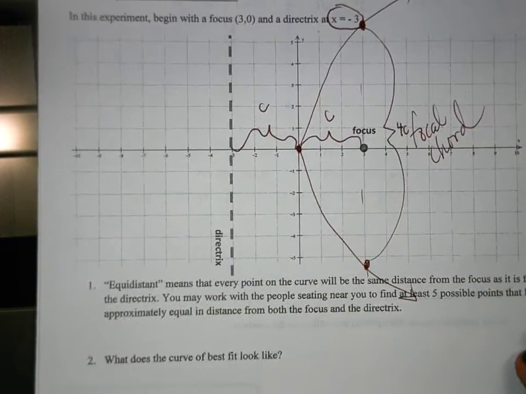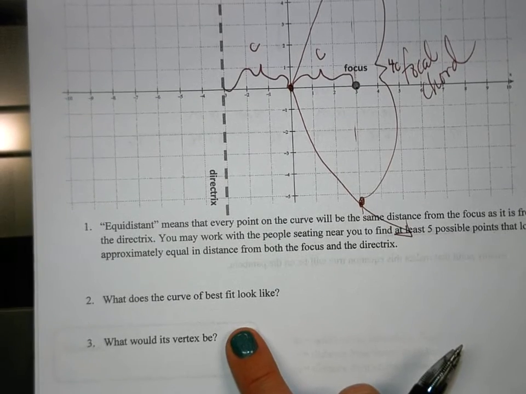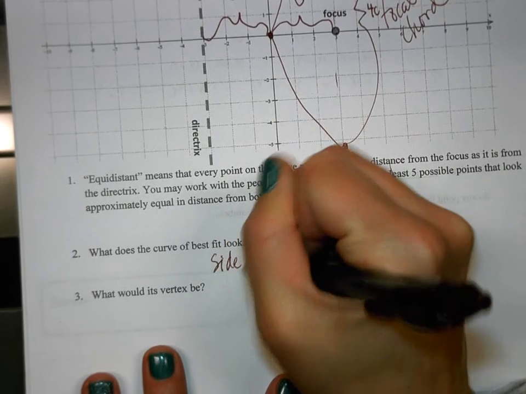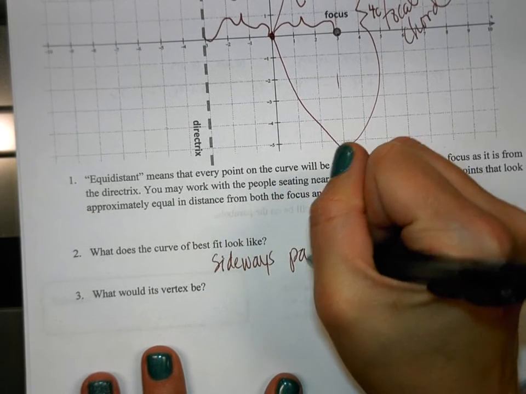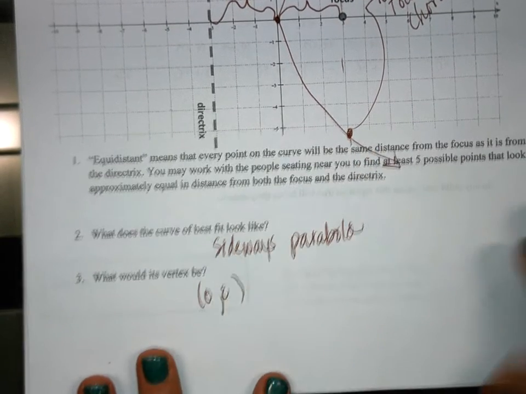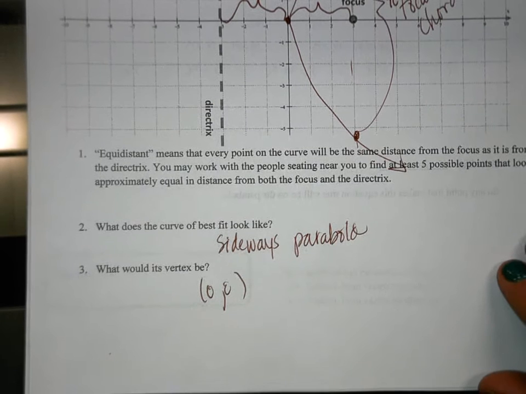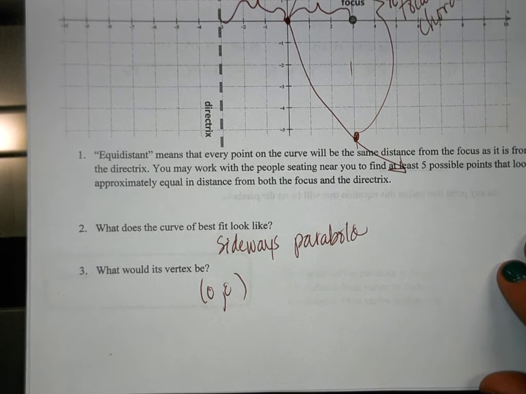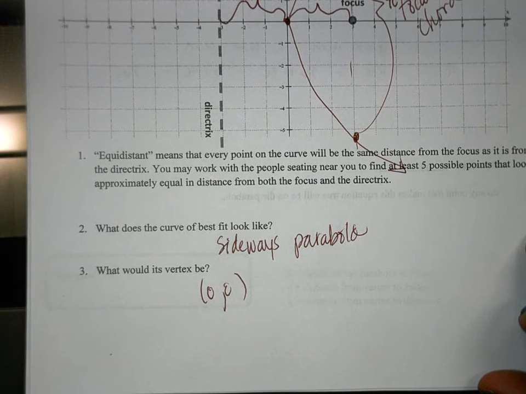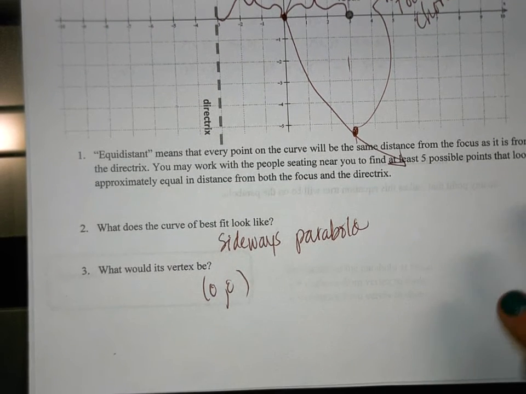Okay, what does the curve of best fit look like? We're just going to say, and you guys already said this, a sideways parabola. And we said the vertex was 0, 0. Okay, and we already know that the best way to figure out if a point is actually on the parabola is by using which formula? Distance formula. So we're not going to work through all that. We're just going to go ahead and write our equation.